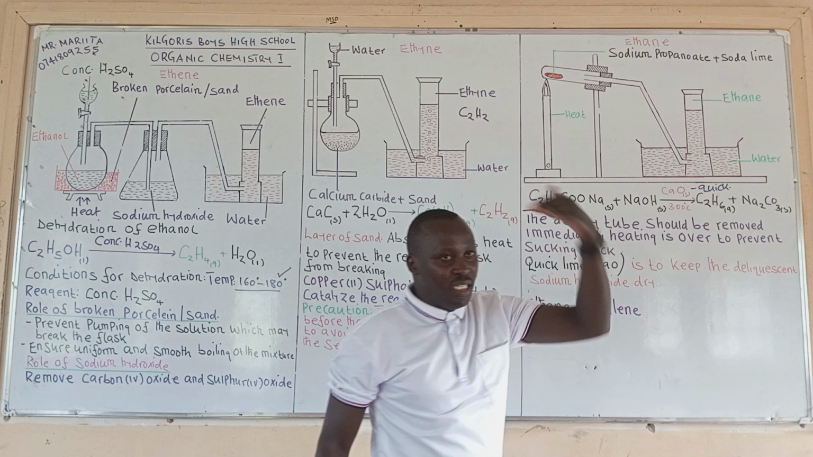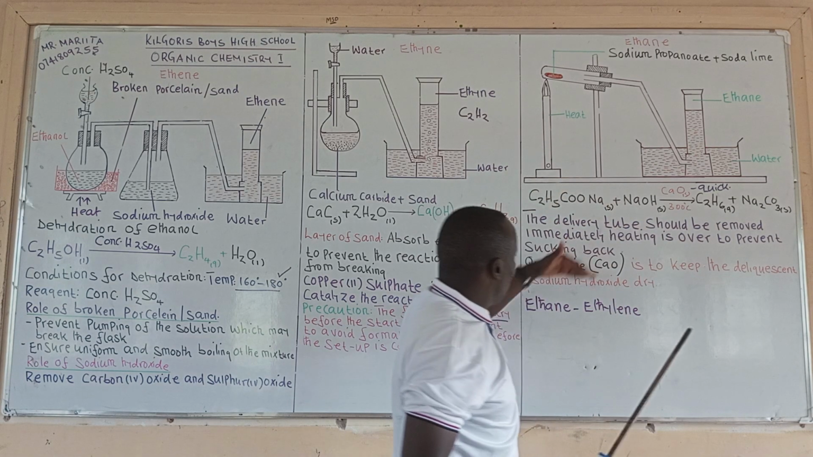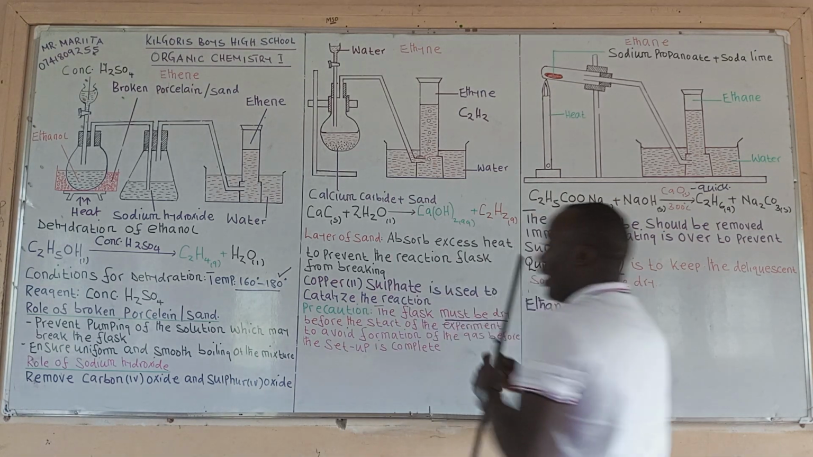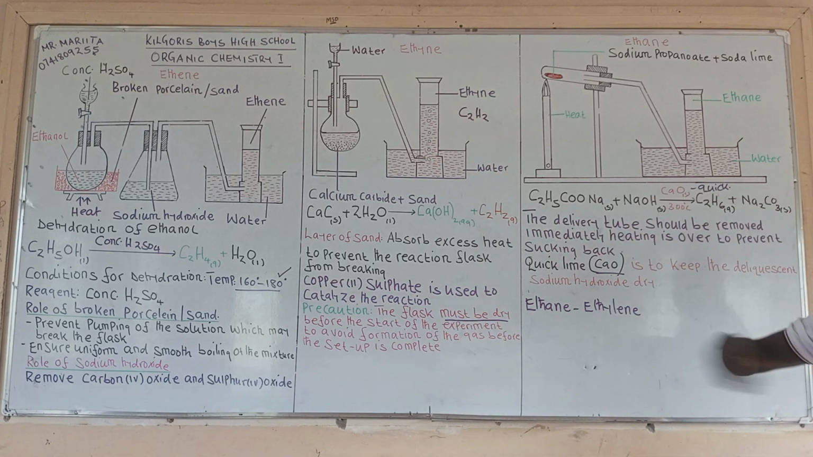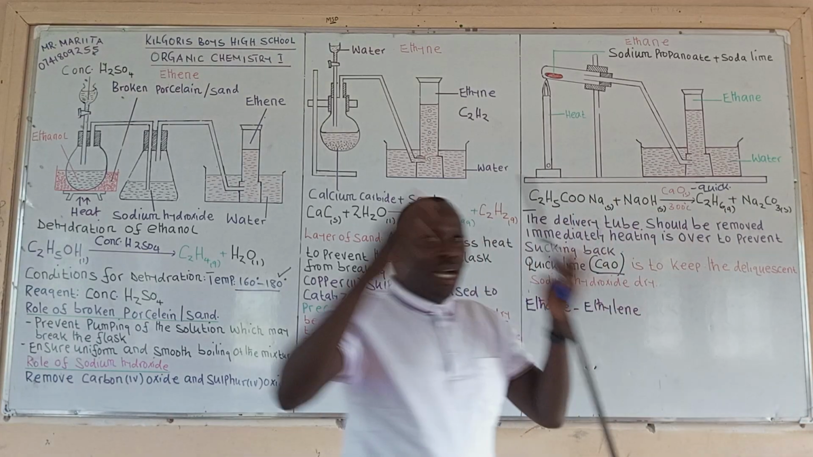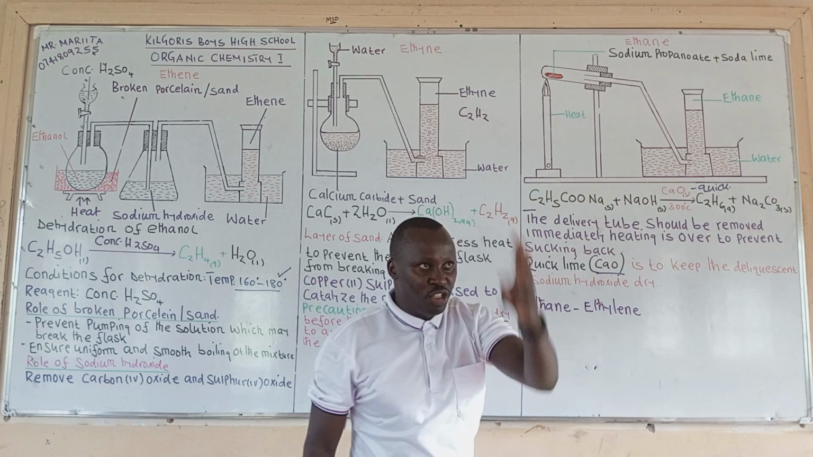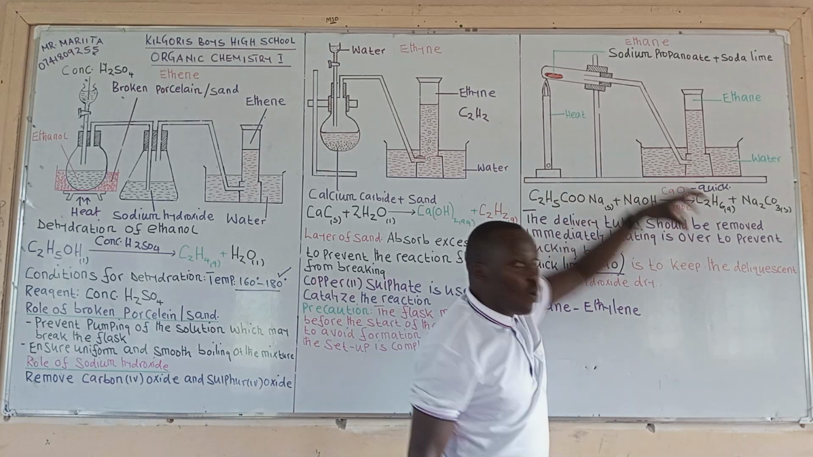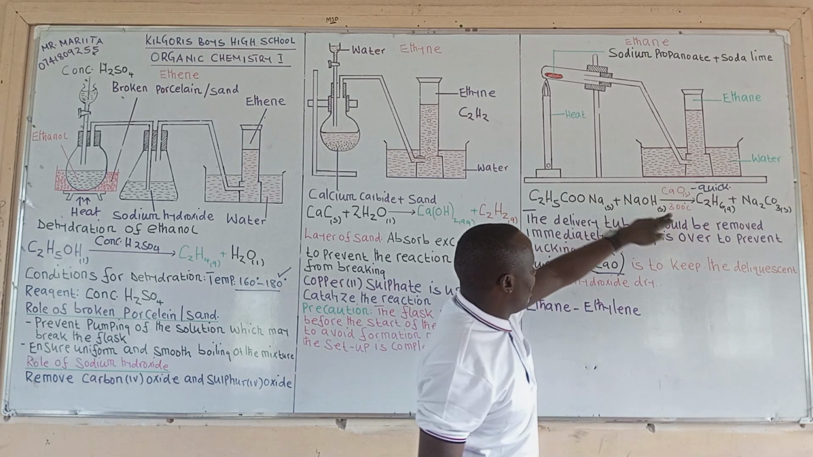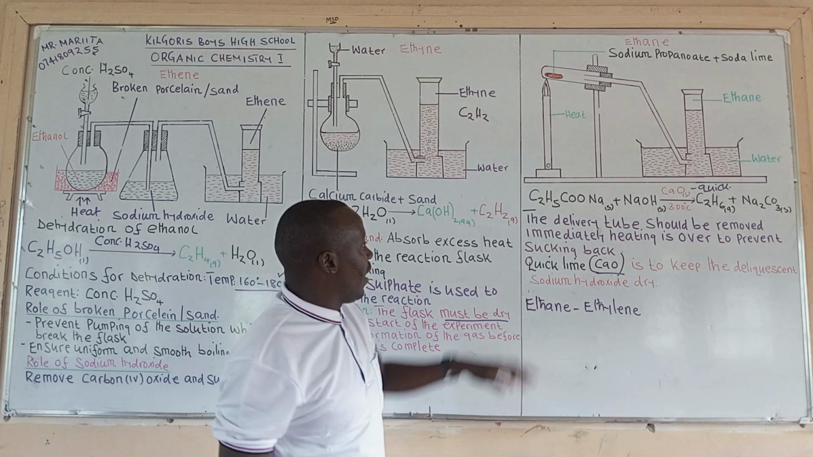The purpose of this calcium oxide, which is quicklime, is to keep the sodium hydroxide dry. Therefore, this reaction will take place under two conditions: the presence of quicklime, which ensures that the sodium hydroxide remains dry, and a temperature of 300 degrees.